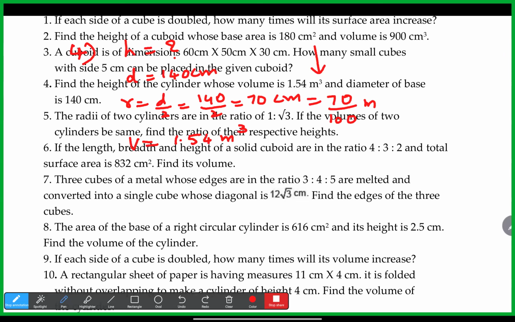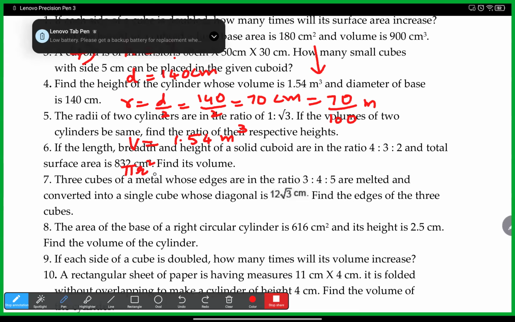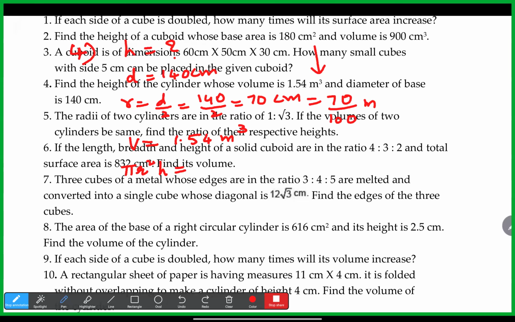So what is the volume formula for cylinder? Base area into height is a common formula. Base area for cylinder is pi r square into height. Pi r square, because it will have a circular base.